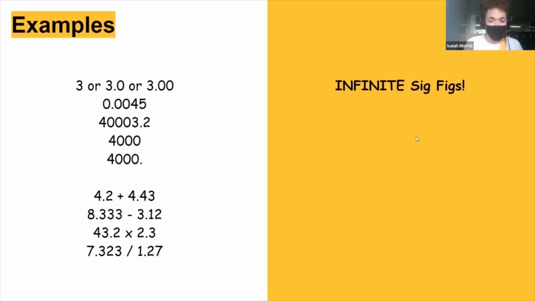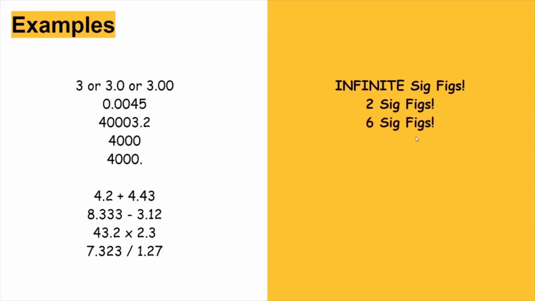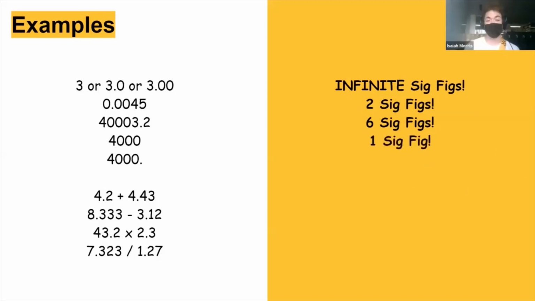Now we have 0.0045. Would anyone like to tell me how many sig figs this has? 2. There you go, nice job. 2 is correct. All right, let's go to this next number. 6. There you go. You guys are on a roll. Let's go to the next number. 1. There you go. 1 is correct. Now going on to the next example. Four. There you go. It's because we have that decimal point at the end. So those zeros after the 4 are going to be significant because that decimal point specifies that.